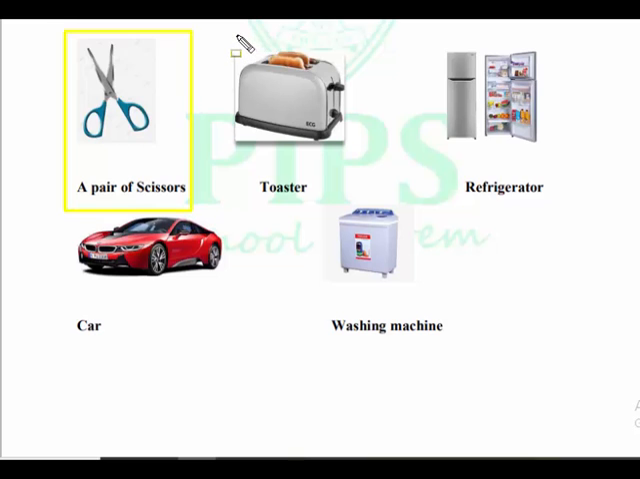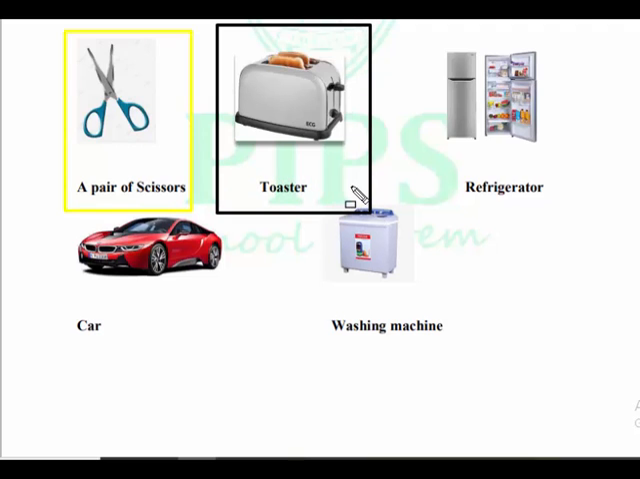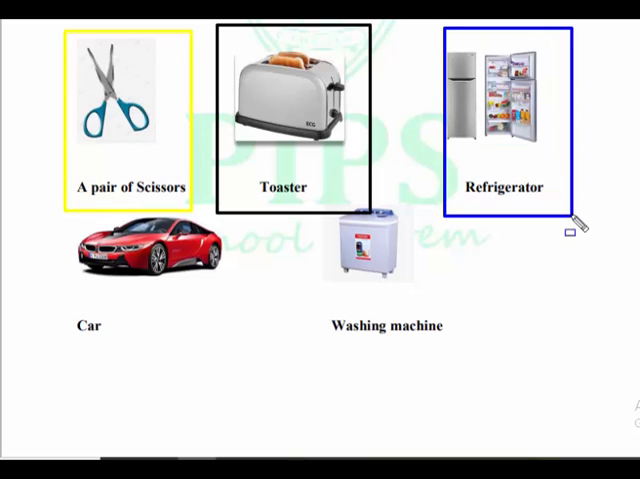The second one is toaster. Toaster is used to make the bread crisp and brown. It is also a machine. And the third one is refrigerator. Refrigerator is used for cooling purpose. The fourth one is car. Car is used to travel from one place to another.